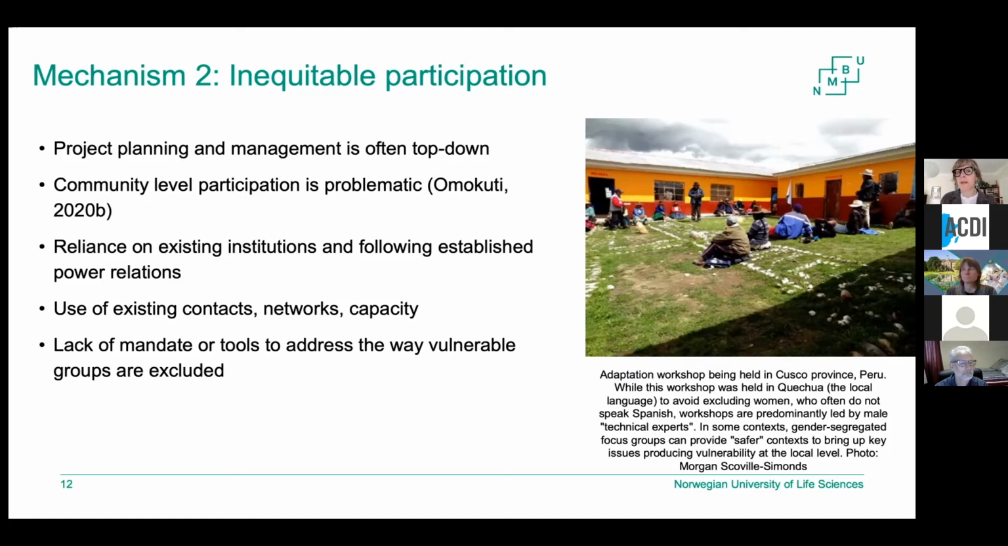So if you're really serious about involving and engaging with local people, then you would need to go through the effort of doing all of these different groups in different languages with different constellations of people. And often that's not in the budget possible. So I guess that's probably a good example to explain how this inequitable participation plays out. And I might just pass it to Siri now for mechanism 3.